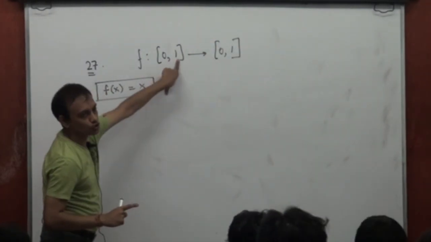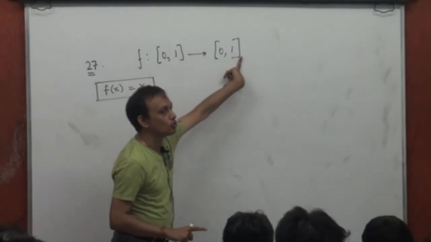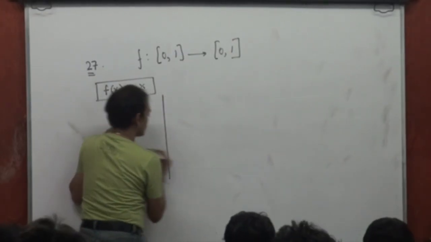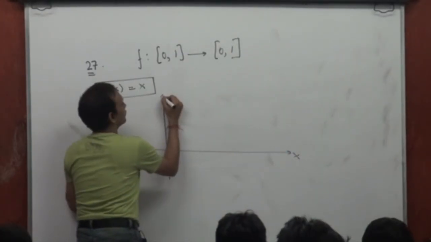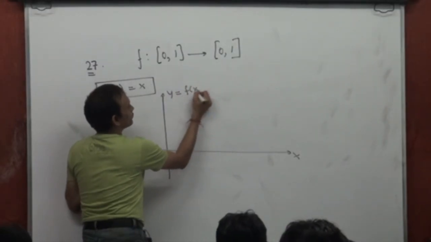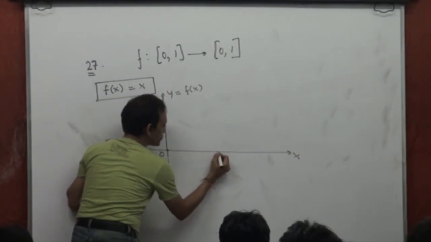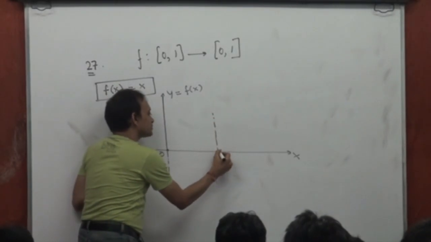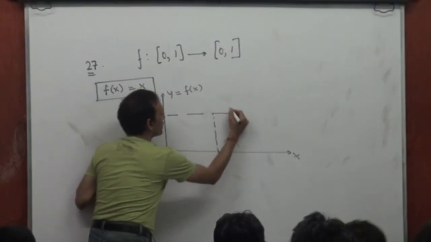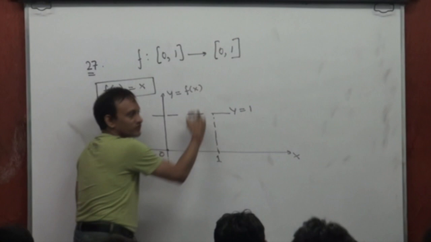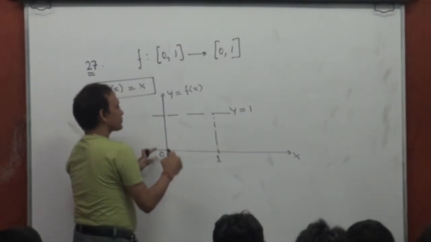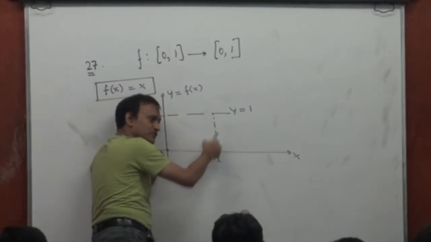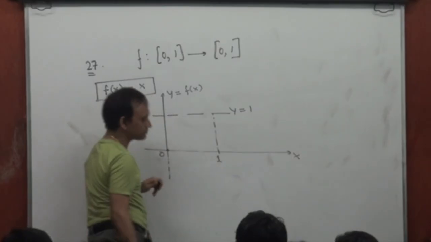Now the domain of this function is 0 to 1. The codomain of this function is also 0 to 1. That means the function is defined between 0 and 1, and all the y's of the function will lie between 0 and 1. That means the entire graph of the function is contained inside this square.